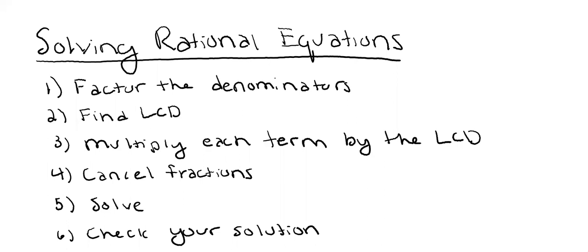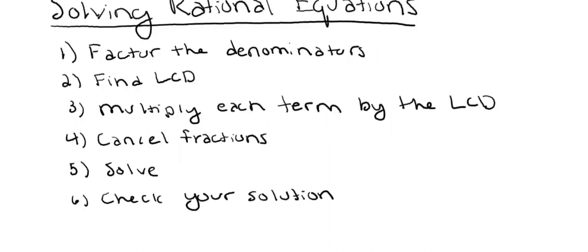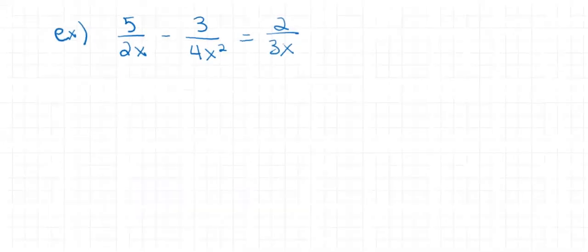From there, we're going to multiply each term by the LCD. Our goal is to cancel the fractions. After we've done that, we're going to solve the equation. And then we're going to take our solution and check it to make sure that we have no issues with it in the original problem, in particular, so that we don't get zeros in the denominator. Okay, so let's go through an example here.